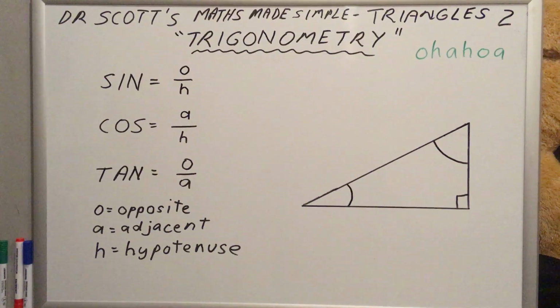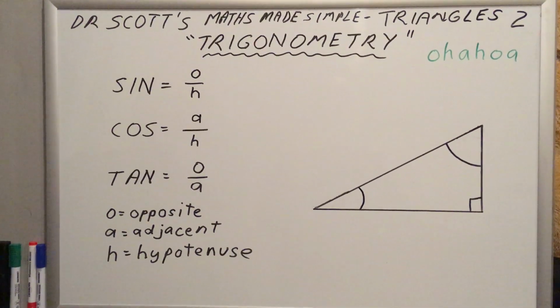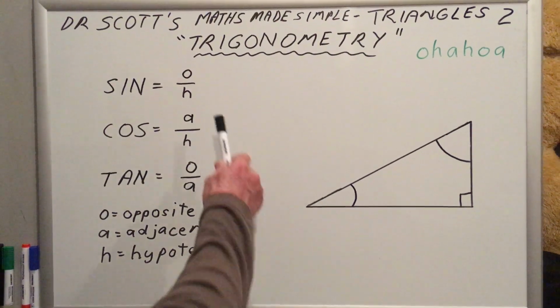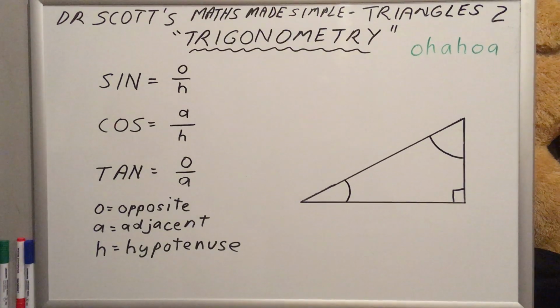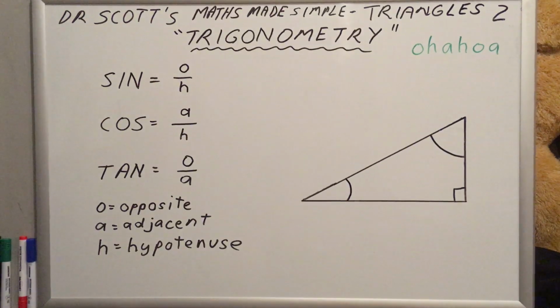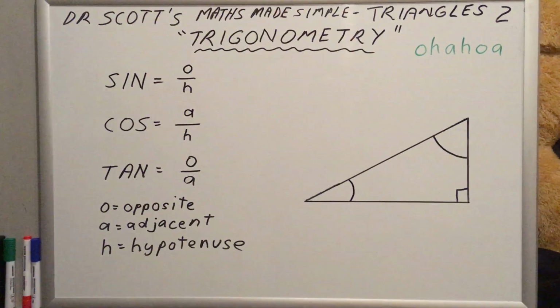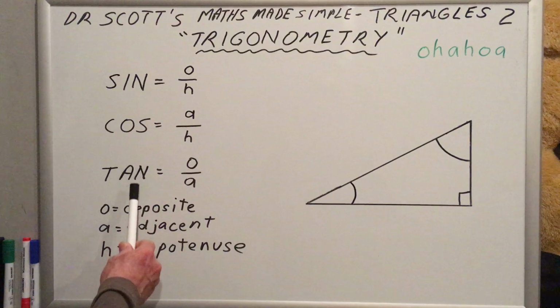Triangles number 2, trigonometry. So the hardest thing about trigonometry is spelling the word. I couldn't spell it, I had to look it up. Doesn't matter, I know what it means. We talk about sine, cos and tan.